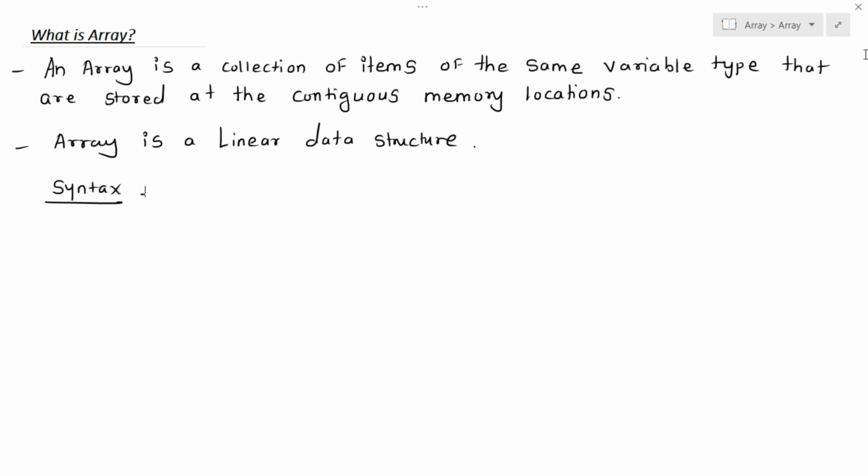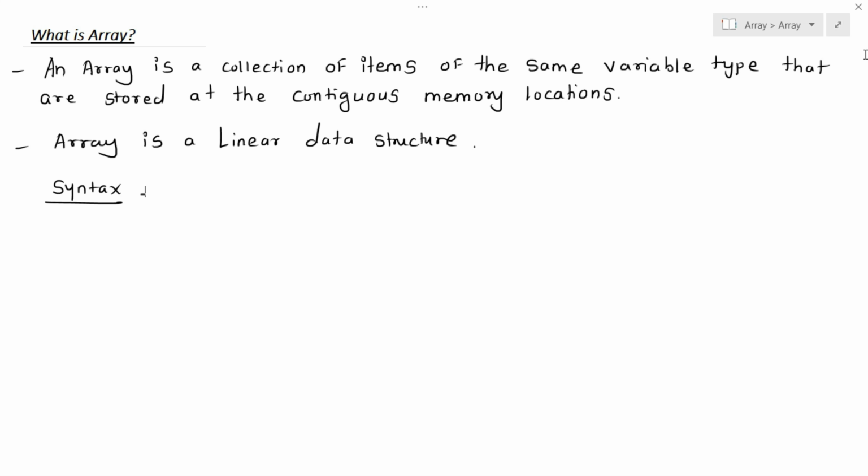Array is a collection of elements or items of the same variable type that are stored at continuous memory locations, meaning that there are a number of elements stored in an array and all the elements are of the same type. Same type means same data type, and these elements are stored in continuous memory locations. So array is a linear type of data structure. In the previous lecture we already discussed the types of data structure. Linear data structure means the elements or items are stored in continuous memory locations. That's why it is called linear.